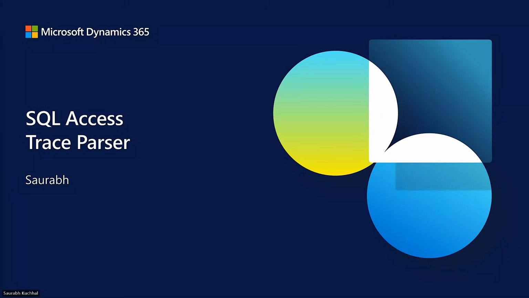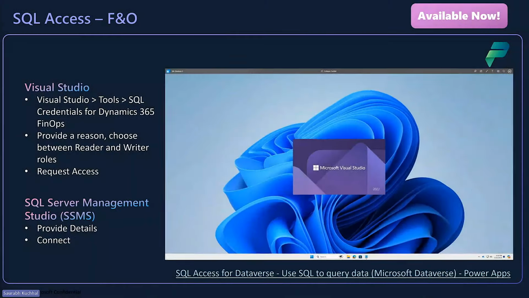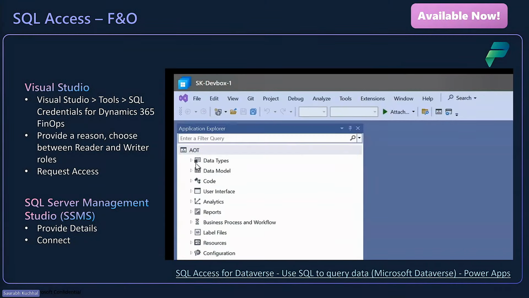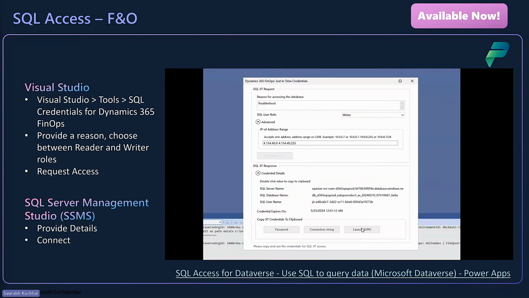Great. Thank you so much, Pankaj, for covering these great topics in depth with demos. Now let's talk about a few more things in terms of parity with SQL Access and trace parser. So in cloud-hosted environments, of course, you do have SQL Access for finance and operations. The reason is it's a different architecture and it's all on your local. But in the cloud, how do you have that access?